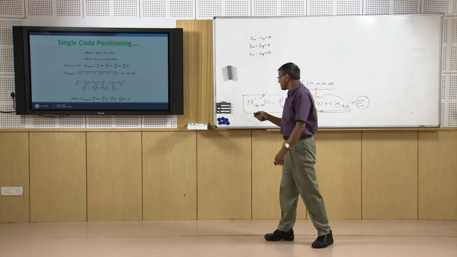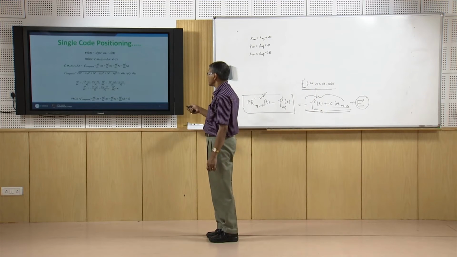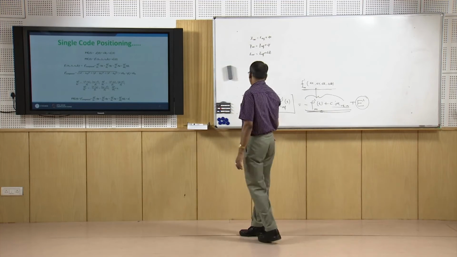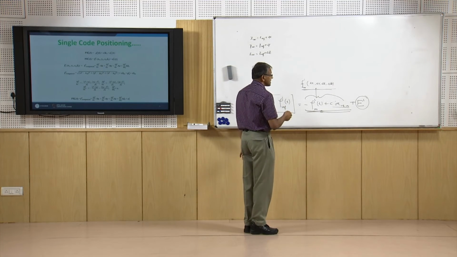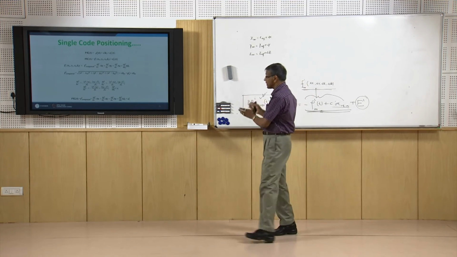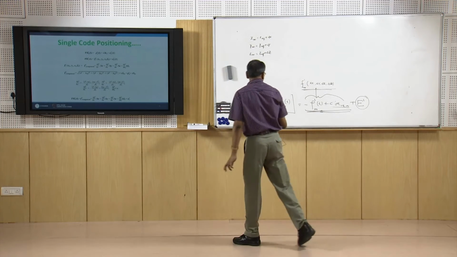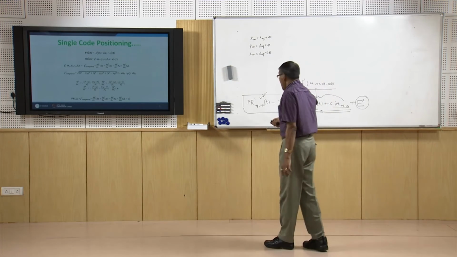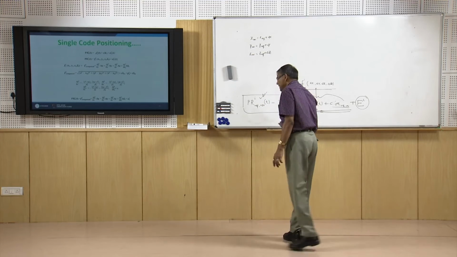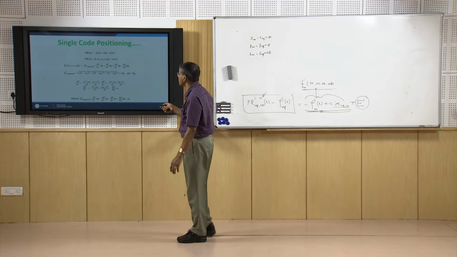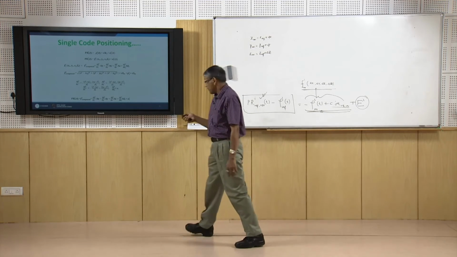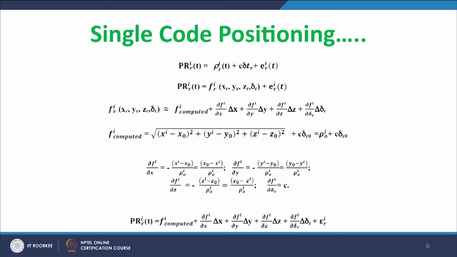So, in this case del x, del y, del z we had to make 0 through an iterative process, but in this case we have to find out the values of del x, del y, del z as the unknown parameters. So, this is the fundamental difference; otherwise the mode of linearization and the development of the linear model is identical with what we find in single code positioning. So, you can see here, in a similar way we have to proceed in this case also.